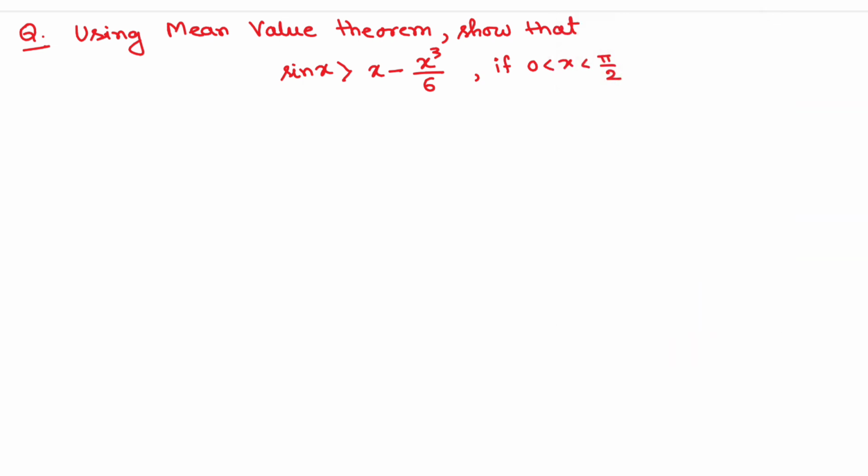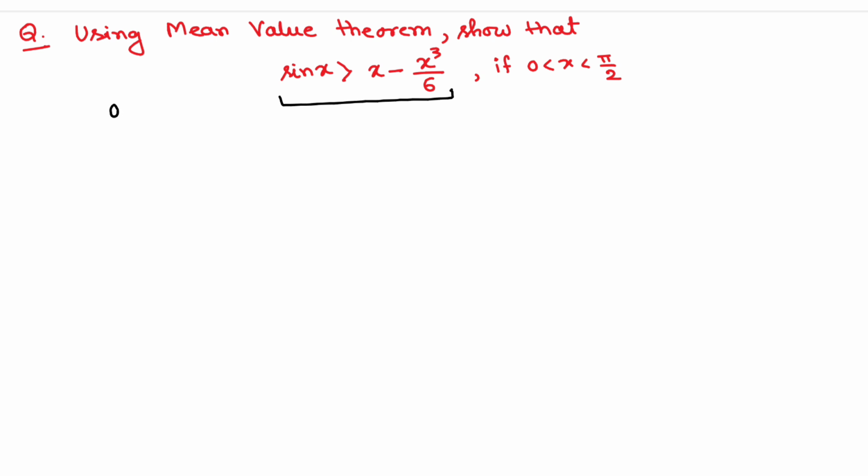0 less than x less than pi by 2. This is the expression. Let me tell you, here they have not mentioned whether to use Lagrange mean value theorem, Cauchy mean value theorem, Taylor's MVT, nothing. Now the problem is, you have to understand which MVT you have to apply.